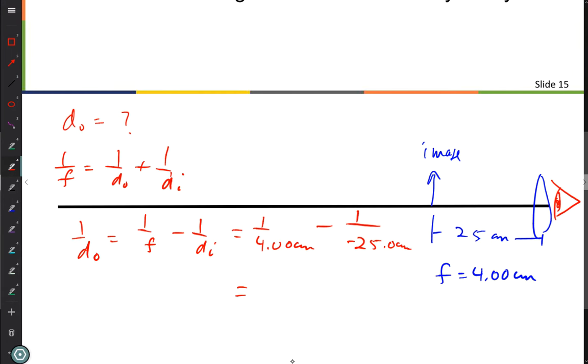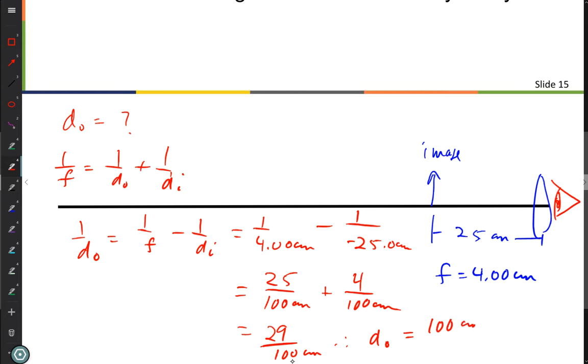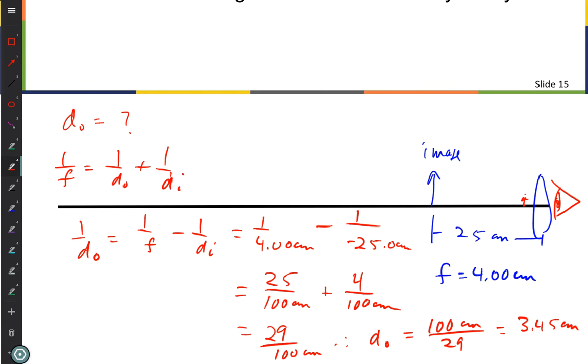So 1 over 4 minus a negative 1 over 25, that's equal to 25 over 100 plus 4 over 100. So distance object is 100 centimeters divided by 29, which is 3.45. So the object is 3.45 centimeters away. So there's our first part of the problem.